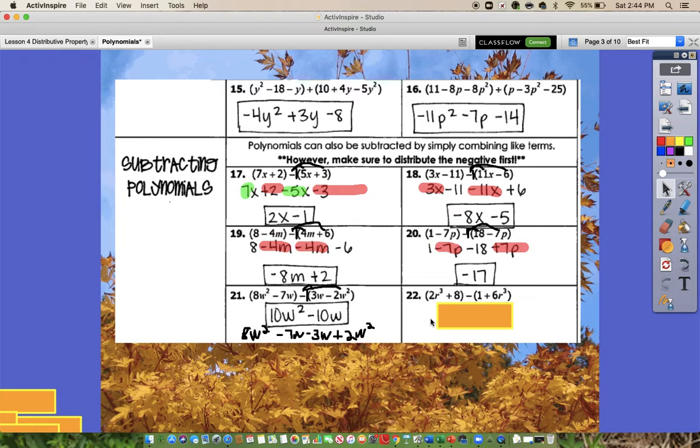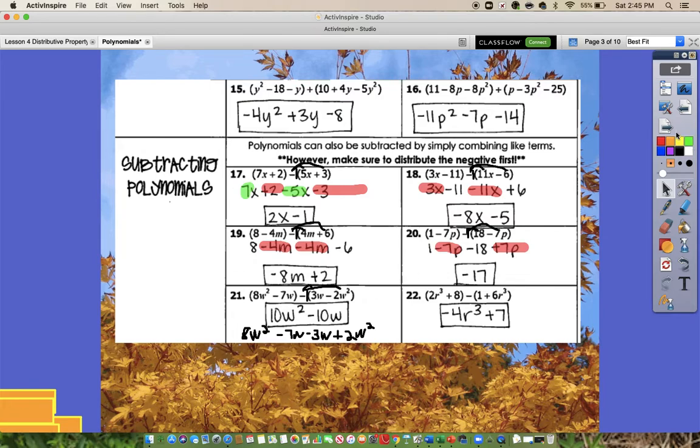All right, guys, so for 22, here we have positive 2r squared, and if we distribute that negative, this is going to become negative 6r squared. So 2r squared plus negative 6r squared should have given us negative 4r, and I kept saying squared, but it's cubed, excuse me. So negative 4r cubed, and then this is a positive 8. If we distribute that negative, this is going to be negative 1. So 8 plus negative 1 gives me 7. So 22 should have been negative 4r cubed plus 7.